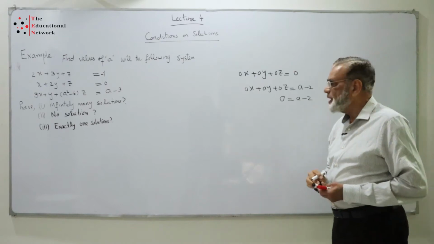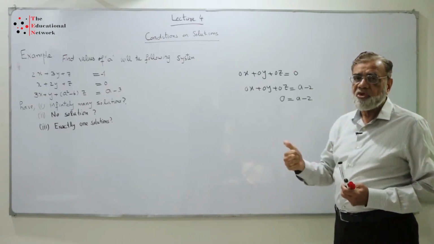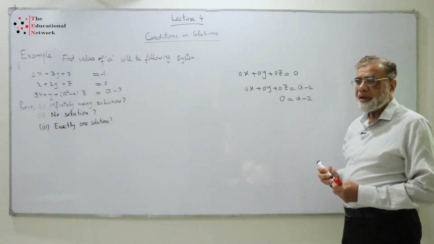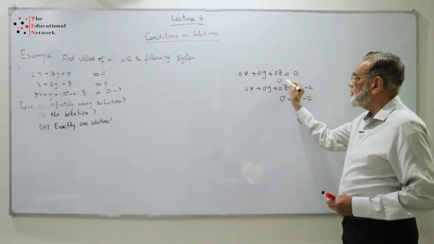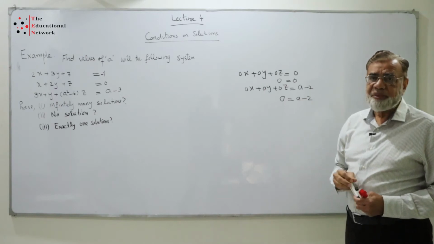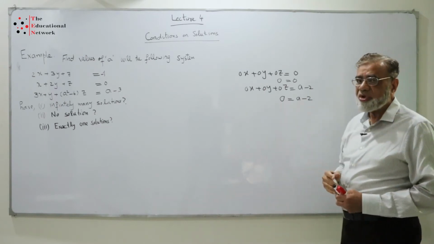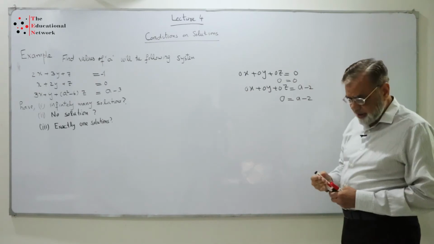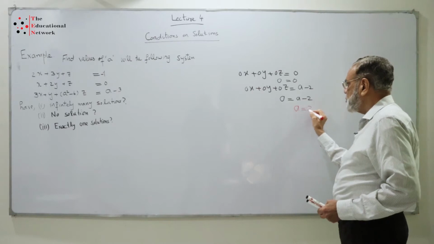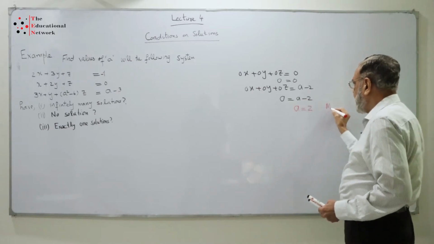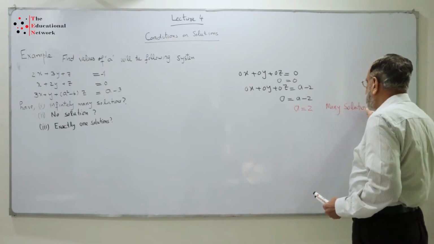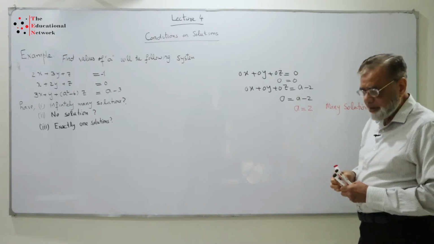Now there come the possibilities. It can have no solution or many solutions. If this side is equal to 0, then we get 0 = 0. And if this side is not equal to 0, this means there will be no solution, because 0 is not equal to some number. This happens when a is equal to 2. Then we say there are many solutions, or we say the system is consistent.